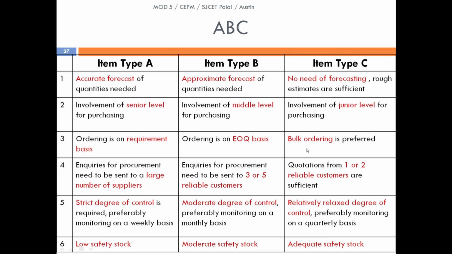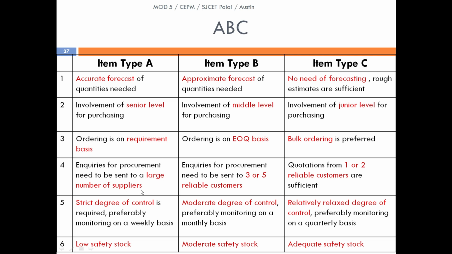The next one, for B, is based on the EOQ basis. For C, bulk ordering is preferred. Large quantity is required where the value is very low, so bulk ordering is preferred. The fourth one: inquiries for procurement need to be sent to a large number of suppliers for A. For B, inquiries for procurement are sent to 3 to 5 reliable suppliers. For C, quotations from 1 or 2 reliable suppliers are sufficient.